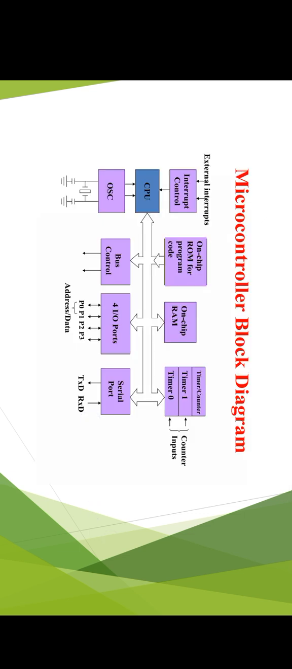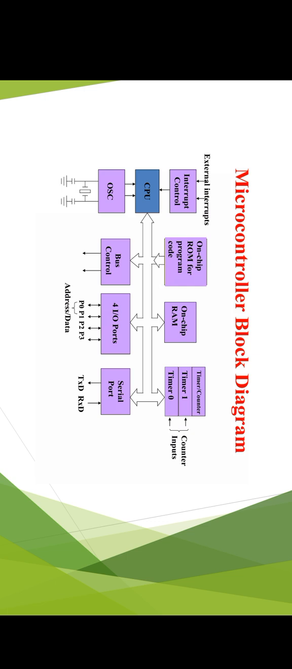Next is the block diagram of the microcontroller. A microcontroller is a highly integrated single chip which consists of an on-chip CPU, that is central processing unit, RAM random access memory, ROM read-only memory, IO unit, that is input-output ports, serial communication port, timers or counters and interrupt controller. These all come under the 8051 microcontroller block diagram.